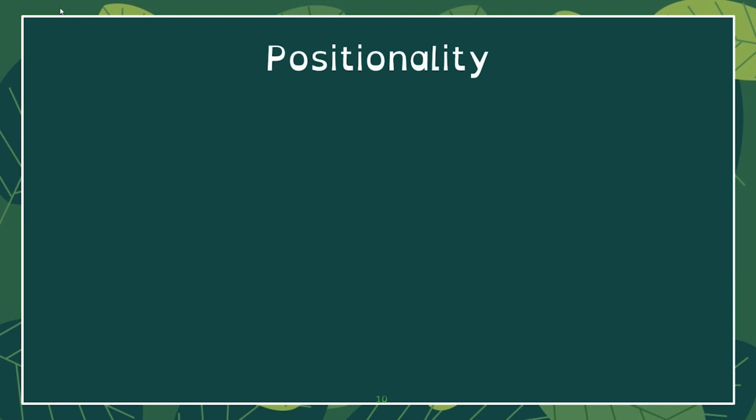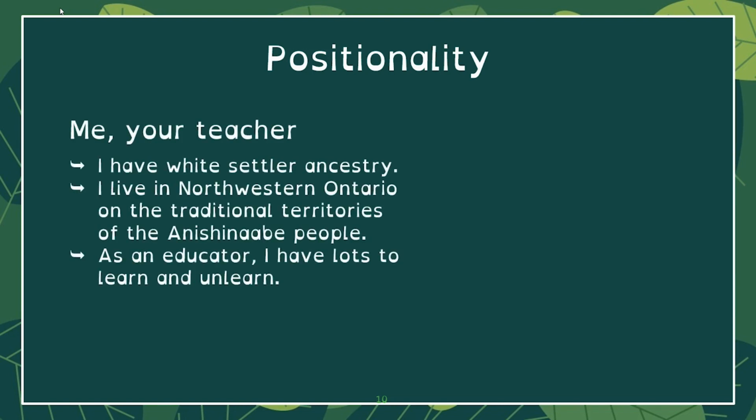I think it's really important to position myself within the context of this course as my educational experience shapes how I teach. I have white settler ancestry. I have white privilege, and this has shaped how I experience education, making it easier for me and I'm having less barriers than other folks. I recognize this, and while I cannot change that, I continue to work towards disrupting this cycle and making changes to our education system. I live in Northwestern Ontario on the traditional territories of the Anishinaabe people, and I work to incorporate this culture and knowledge into our science courses.